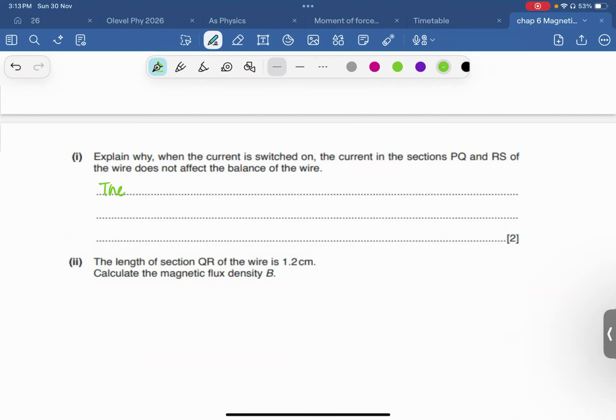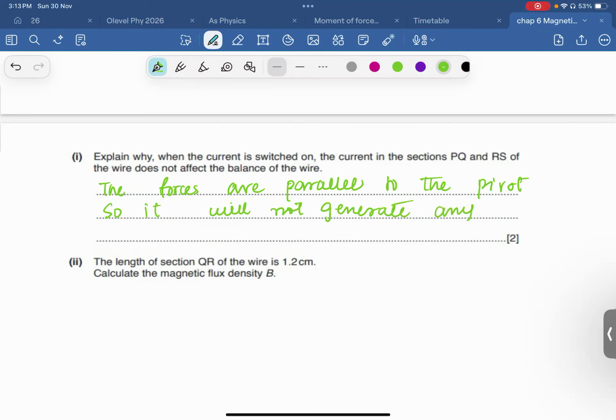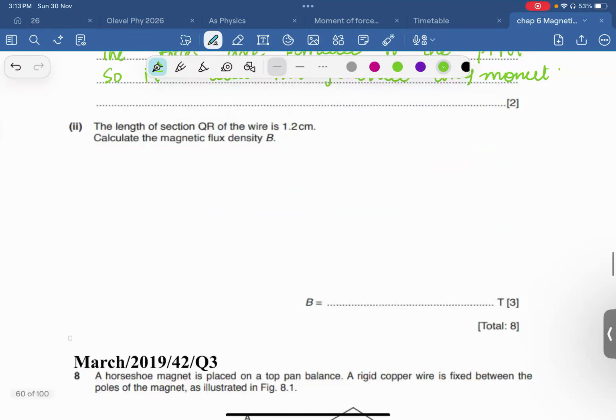The forces are parallel to the pivot, so they will not generate any moment. Okay. Please move on.